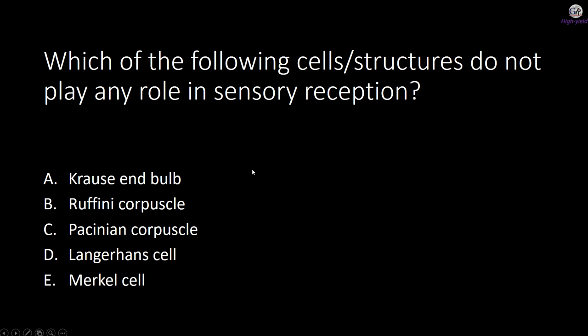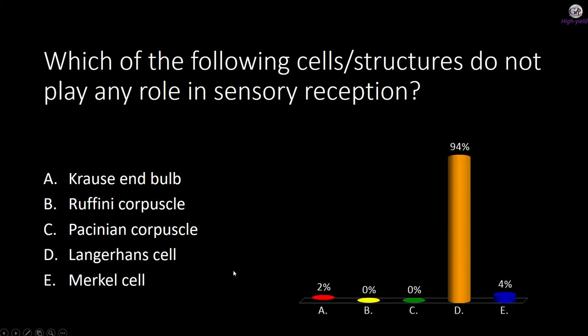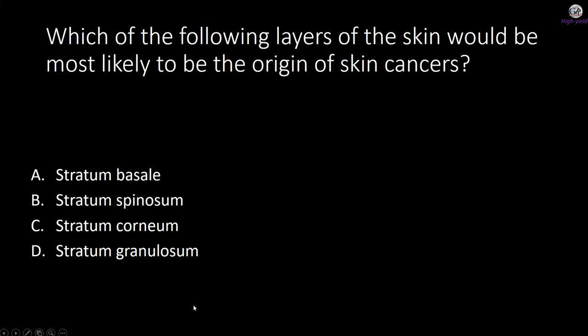Which of the following cells or structures do not play any role in sensory reception? A lot of these cells and structures do, but which one of these do not? Hopefully you put D, a Langerhans cell, because like Dexter, that's what I remember for a Langerhans cell. These cells are looking around for viruses, bacteria, other antigens, so they can mount an immune response and tackle them and kill them and get rid of them. So a Langerhans cell is an immune cell.